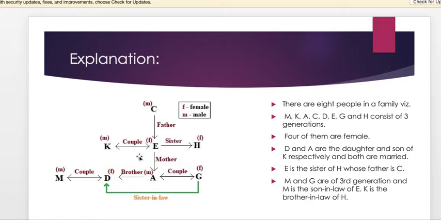D and A are the daughter and son of K respectively, and both are married. Respectively means D is the daughter and A is the son, and they both are married. So they are a couple.